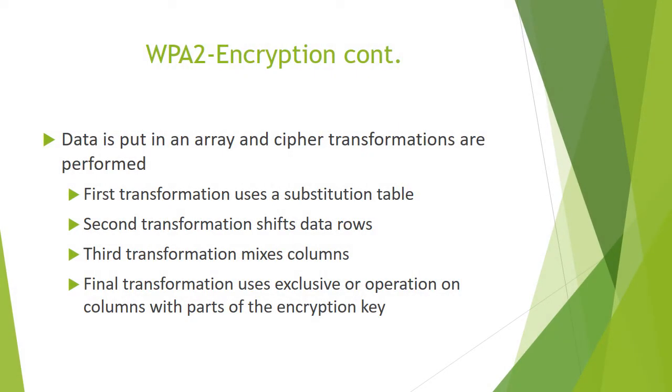When encrypting data on WPA2, data is first put into a array and cipher transformations are performed. The first transformation involves using a substitution table. The second transformation involves shifting around rows of data. The third transformation involves shifting around the columns of data. The final transformation uses an exclusive OR operation on each column with different parts of the encryption key used.